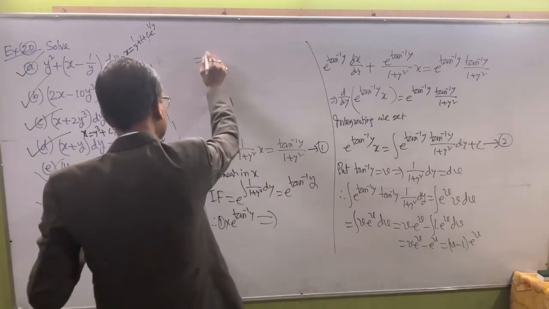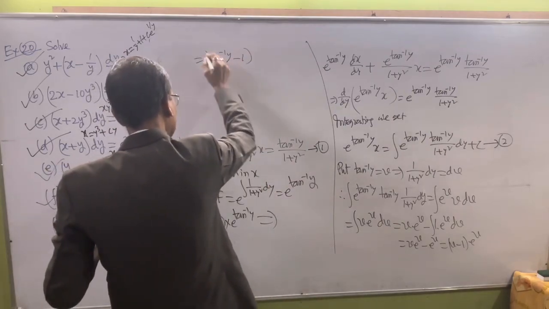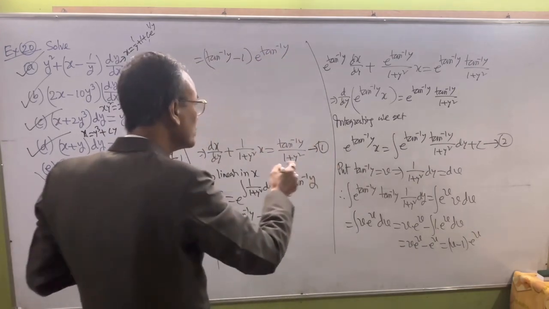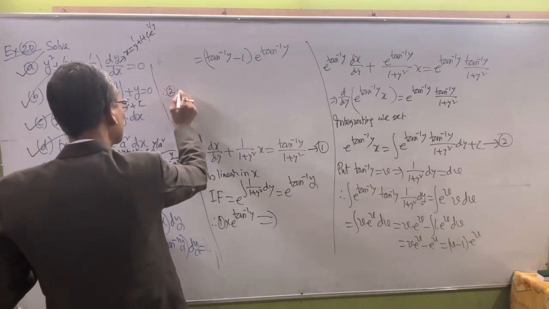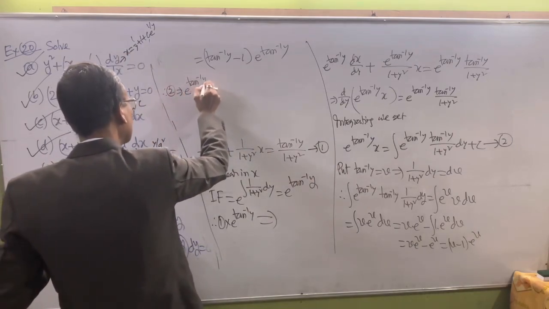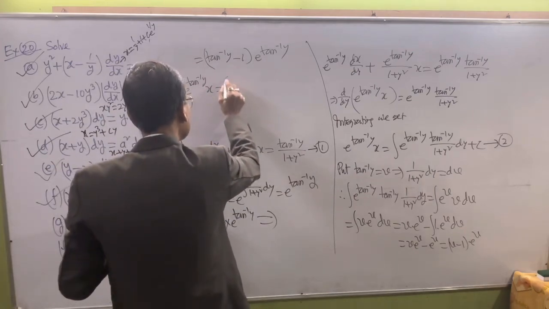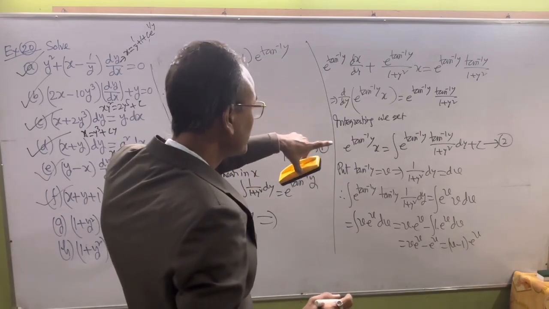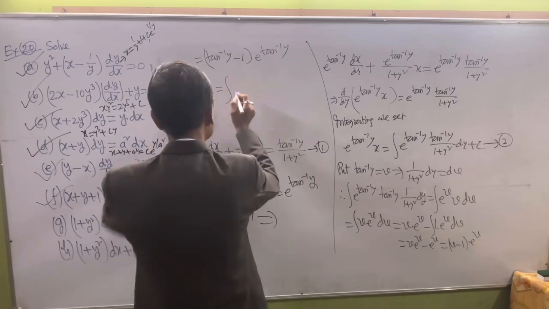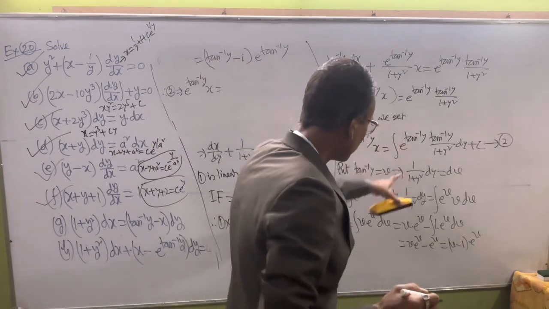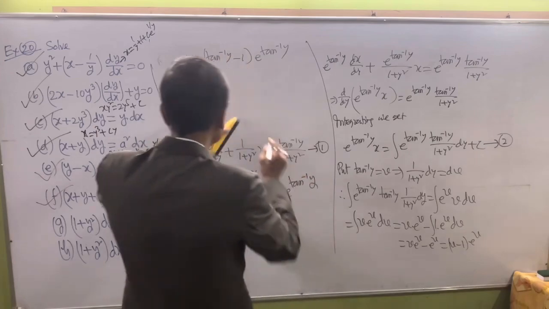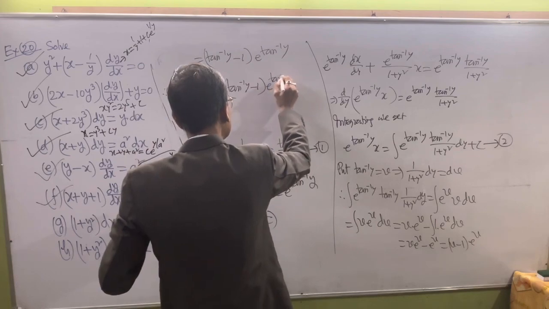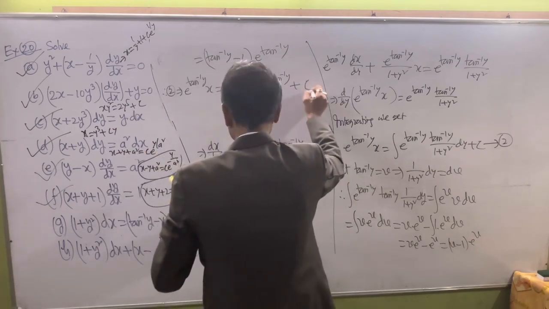This is equal to, v means tan inverse y, minus 1 e to the power tan inverse y. Therefore 2 implies e to the power tan inverse y x equal to, the integration of this we have got as tan inverse y minus 1 e to the power tan inverse y plus c.